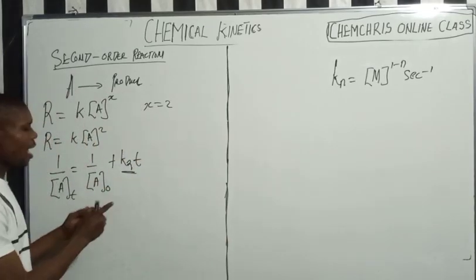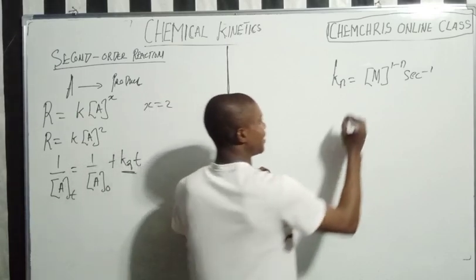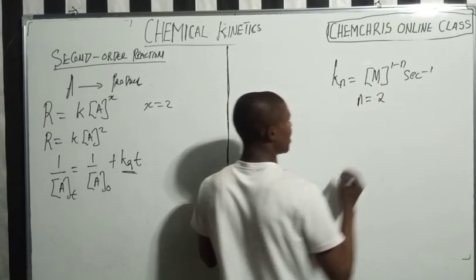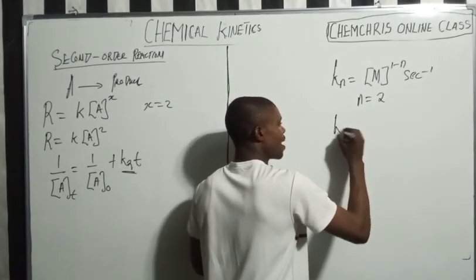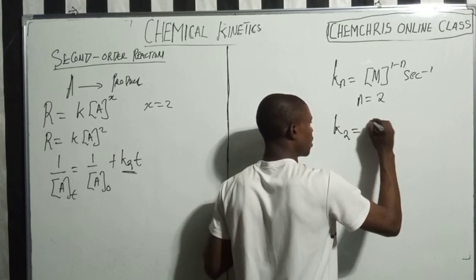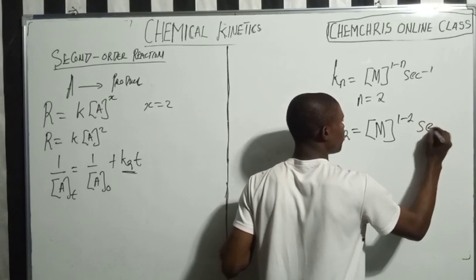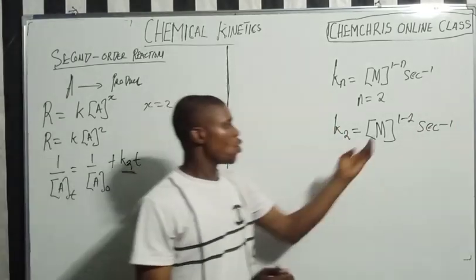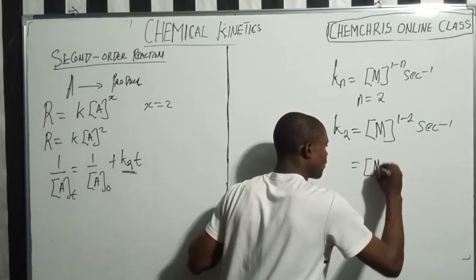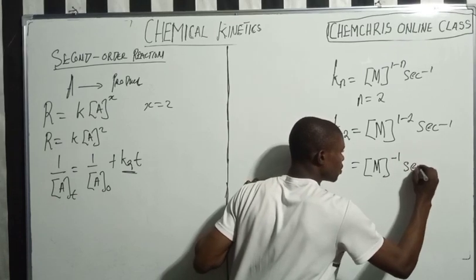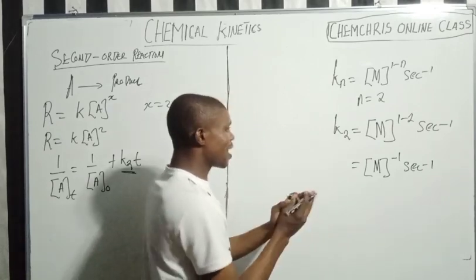Now, because we are talking about a second order reaction, it means that my n is going to be 2. So if my n equals 2, if I substitute it there, K2 equals capital letter M raised to 1 minus 2 per second. Can you see that? So 1 minus 2 is minus 1. So it will be capital letter M to the minus 1 per seconds.